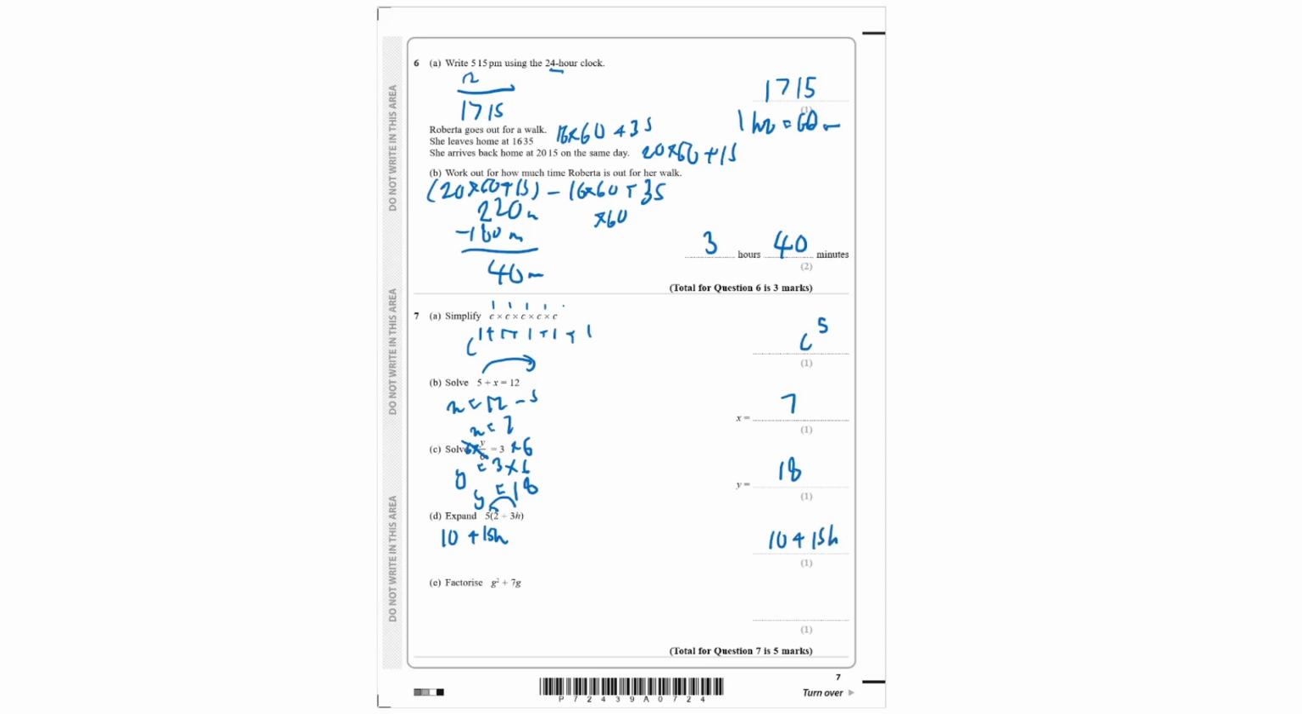Factorize g squared plus 7g. We have to get the common factor from both of them, and here I can see that both terms have g. So we can put here g. Now, g squared divided by g is simply g to the power of 2 minus 1, or just g. So we can write here g into g plus, and g divided by g is equal to 1. So 1 times 7 is just 7. So we can write here as our final answer, g into g plus 7.